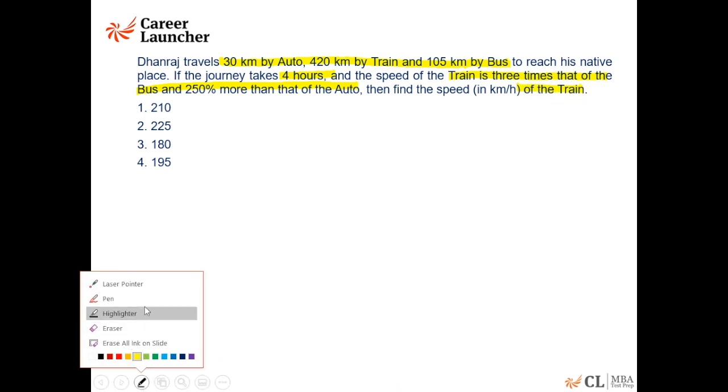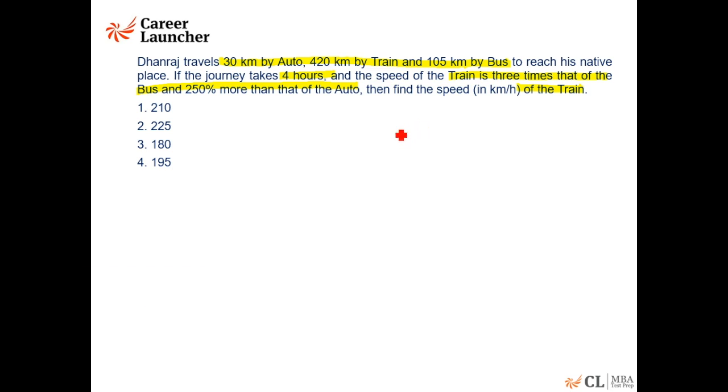There is a question of ratios. Now let's look at the numbers first. The 3 items are auto, bus and train. Let us find out the ratio of speeds for each one of them. We are given that the speed of the train is 3 times that of the bus. So if the speed of bus is 1, speed of train should be 3.